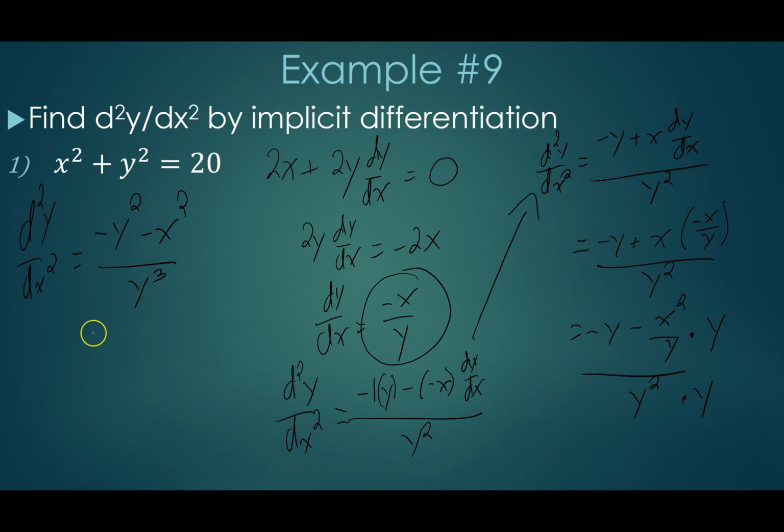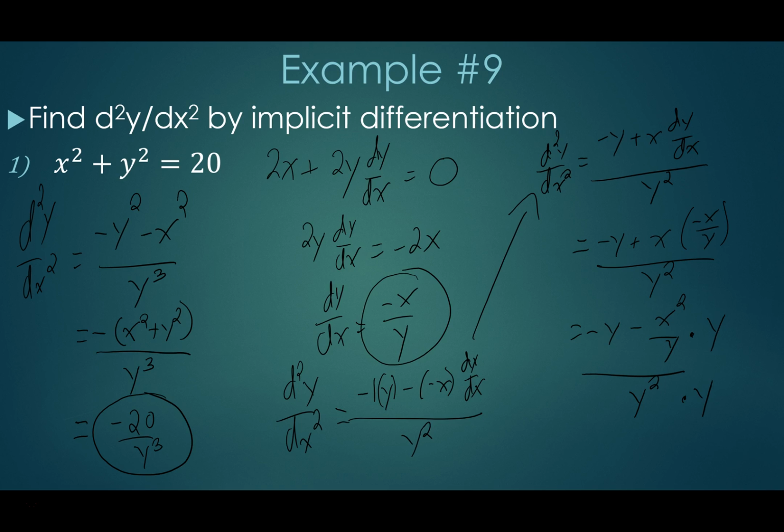So let's take a negative out, and then rewrite it in a different order. If I take the negative out, they're both positives, and put them in the proper order, I have x squared plus y squared. Well, isn't x squared plus y squared equal to 20? So that really means it's negative 20 over y cubed. That is the value of the second derivative, d squared y dx squared. Pretty interesting.